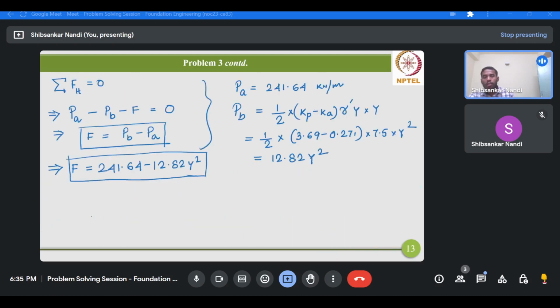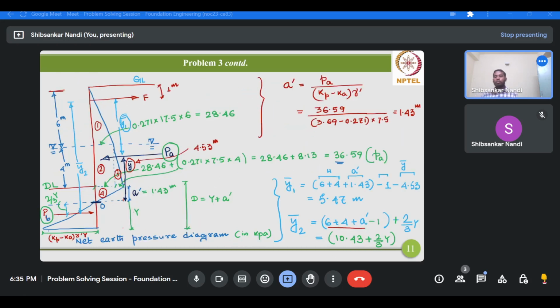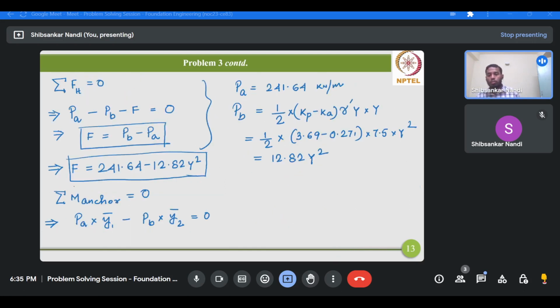Now we'll consider the moment equilibrium. So summation of M about the anchor is 0. So what will happen? It will basically give you PA multiplied by y1 bar minus PB multiplied by y2 bar equals 0.